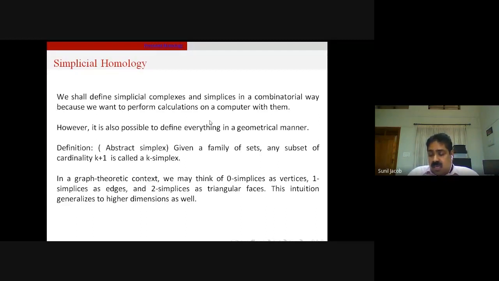Now, this is a general algebraic definition. When you talk in graph theoretic terms, we may think of 0-simplices as vertices, 1-simplices as edges, and 2-simplices as triangular faces. Obviously, a triangular face means a filled triangle, the triangle with the three sides and the region in between them. In fact, in 0 dimension they are vertices, in 1 dimension they are edges, in 2 dimensions they are filled triangles, and in 3 dimensions the analogue is the tetrahedron, and those will be considered as simplicial complexes.